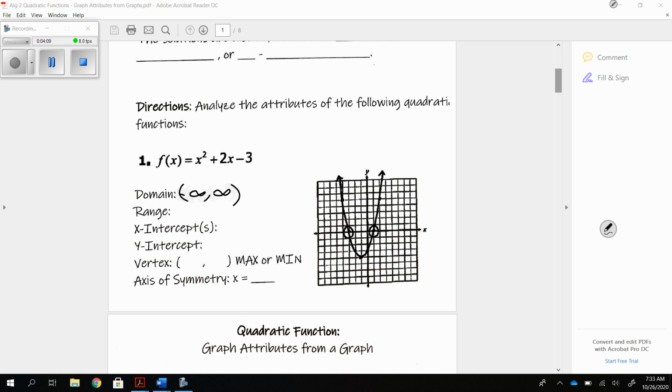This right here is at about, let's see, -1, -2, -3, -4. So we know our range because it's down here. All right, let me change color so we can see. It starts down here, which we just count. This is where the middle is. -1, -2, -3, -4. So we see our range is -4, and that's included, comma, infinity.